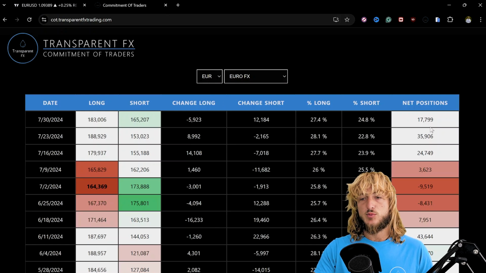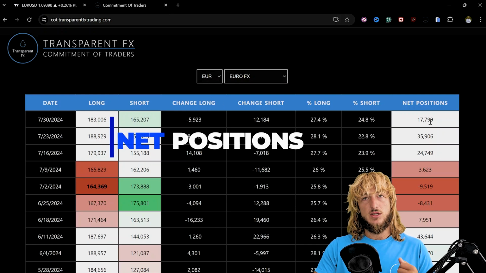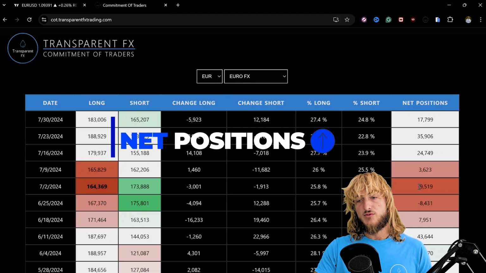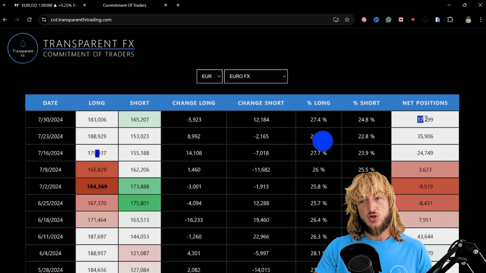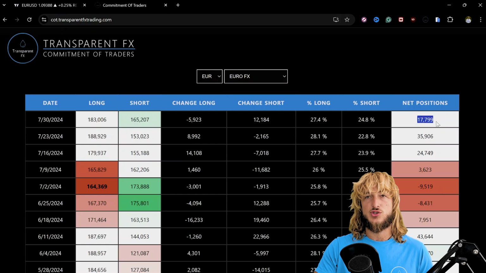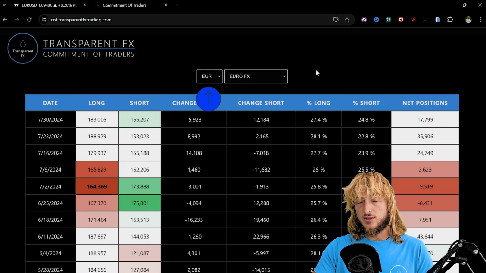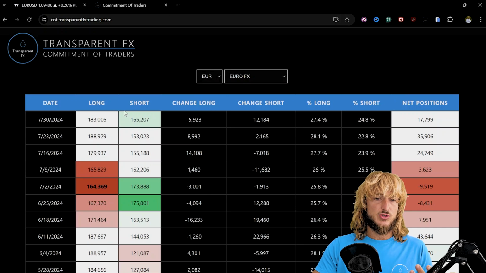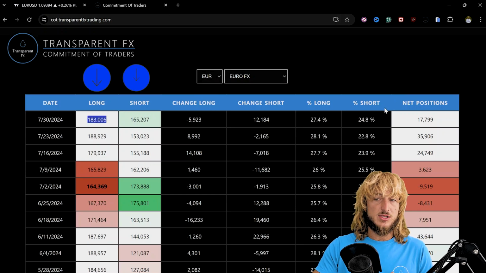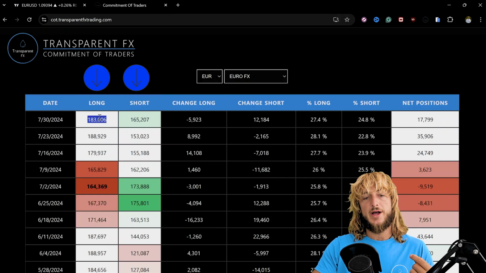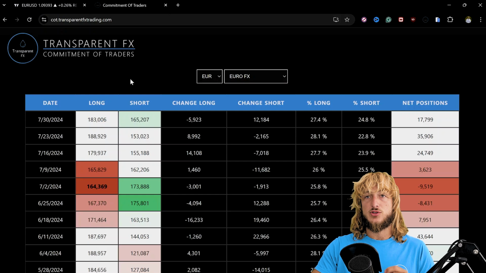And what we can notice is that with the last report, we just had a massive increase of net positions that went from minus 9.5k net positions all the way up to 17.7k net positions. So we just had a massive increase of the net positioning, meaning that institutions have been moving back to the bullish side for Euro USD, therefore making it stronger. And in a situation like this, we can also notice how we currently have a positive net positioning, so more longs than shorts, with 183k longs compared to only 165k shorts from an institutional perspective.